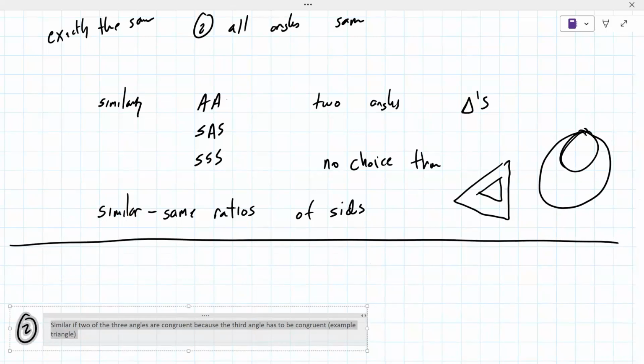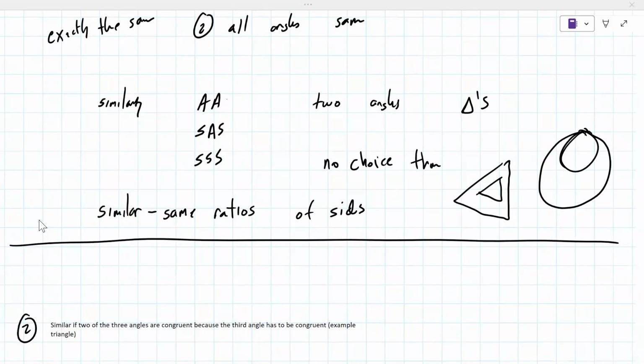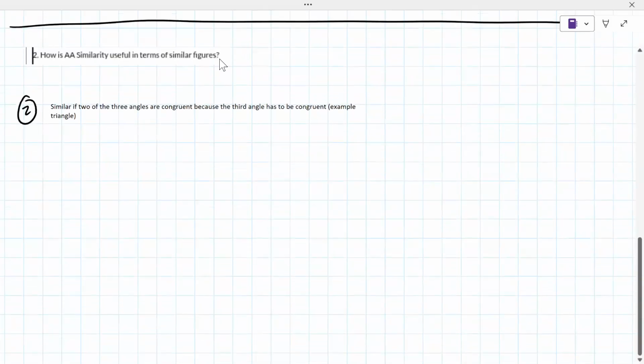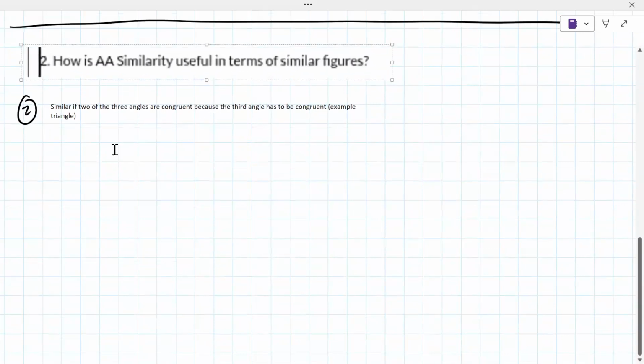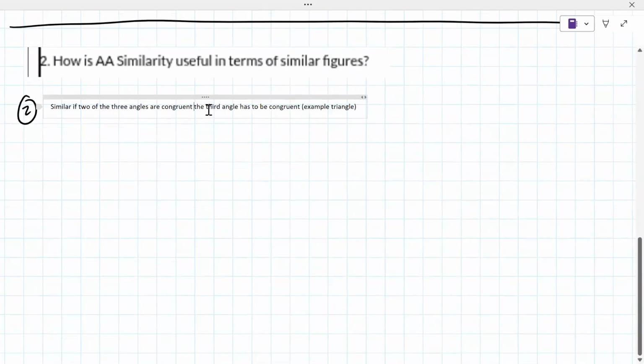Okay. So I wrote it down. Okay, and maybe I'll look at it at the end if needed. But now we can go on to number two. So for number two, it says how is AA similarity used in terms of similar figures? If two of the three angles are congruent, then we can say the third angle has to be congruent as a triangle. This is like the textbook definition, I guess.